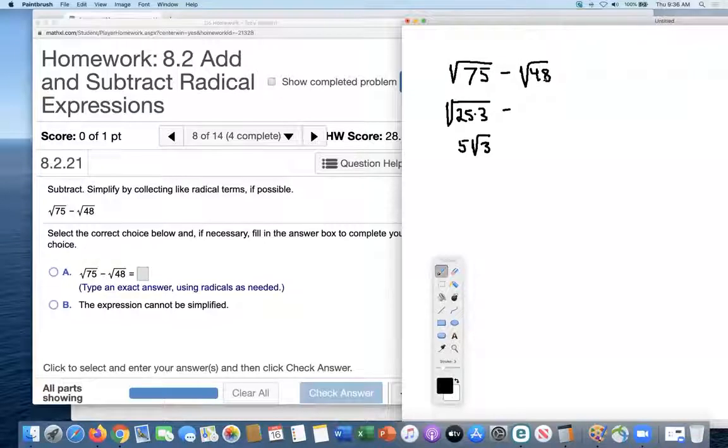48. What's the biggest perfect square? Looks like 16 times 3. Now ripping these apart, square root of 16 is 4. Square root of 3 is square root of 3, and guess what? There you go. See? From something that doesn't look the same to something that looks the same. Square roots of 3. You got 5 of them minus 4 of them. You got 1 of them.